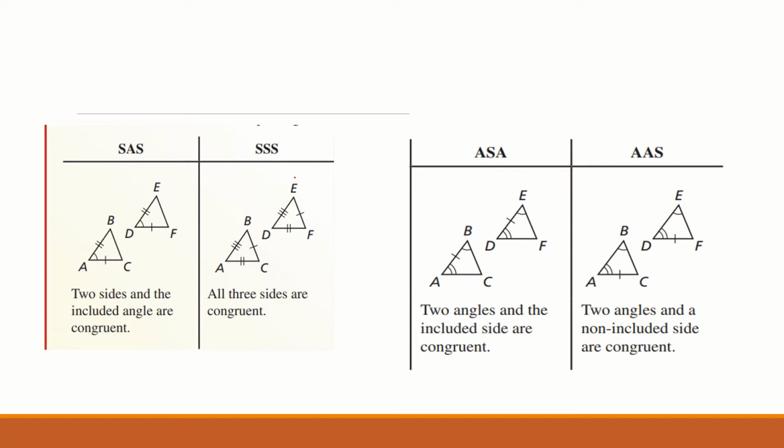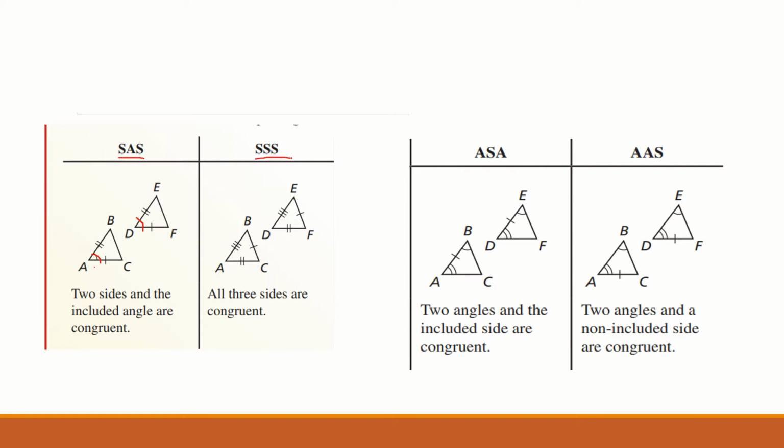When you say SAS, it means two sides and the included angle. From our example, we have two corresponding sides. AB is congruent to DE, the ones with the same mark. AC is congruent to DF, and angle A is congruent to angle D. So, two sides and the included angle. Pag sinabing included angle, nasa gitna siya ng dalawang side. So, triangle ABC is congruent to triangle DEF by SAS postulate.